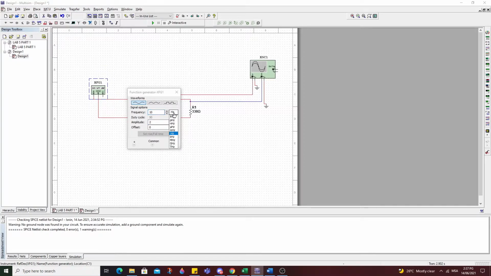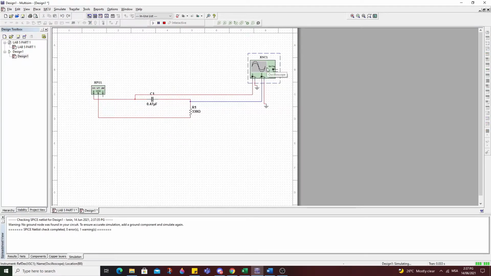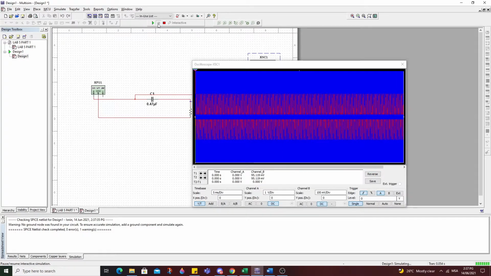Next we change to 10 kilohertz. For the frequency, here we can change to kilohertz, and then we simulate. We will get a waveform like this, then pause.